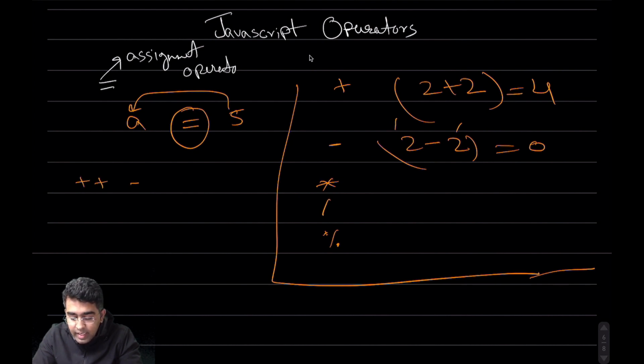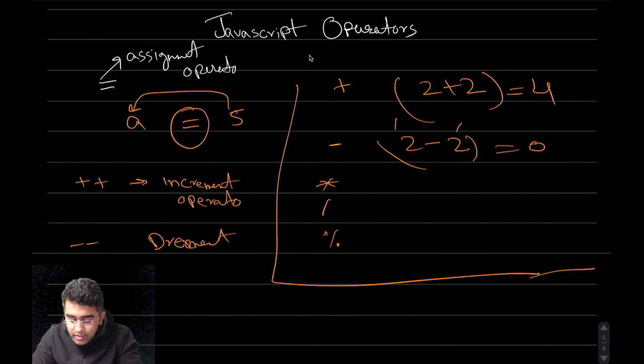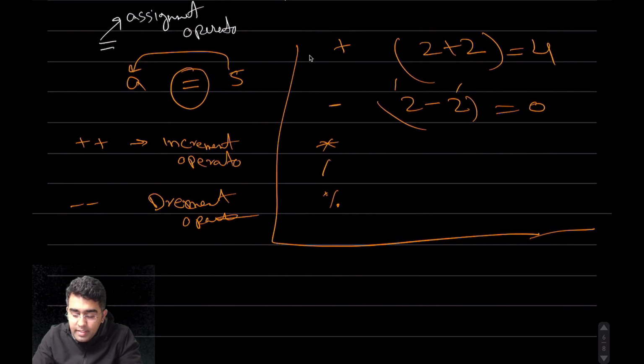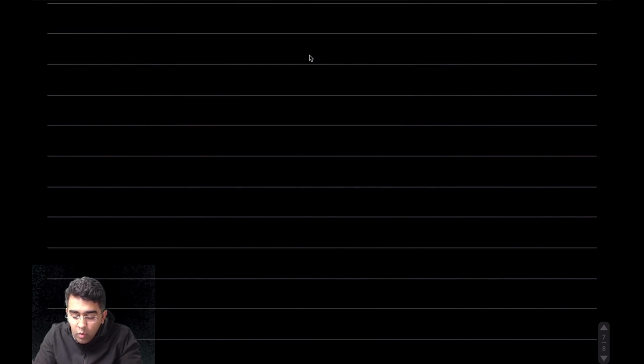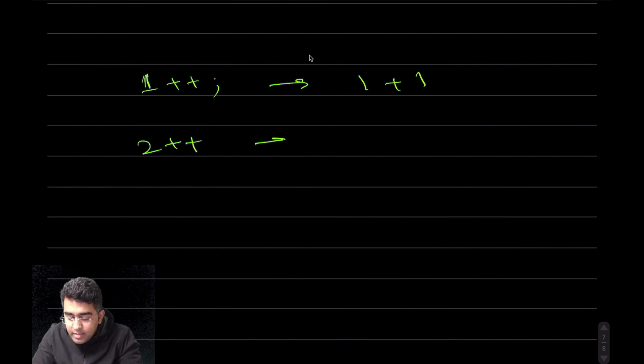So this plus plus is the increment operator. All right. And then we have minus minus, which is a decrement operator. So let me explain to you what plus plus is and what minus minus is. For example, we change the color to this color now. If I say 1 plus plus, what it means is 1 plus 1. If I say 2 plus plus, this means 2 plus 1. If I say 3 plus plus, this means 3 plus 1.